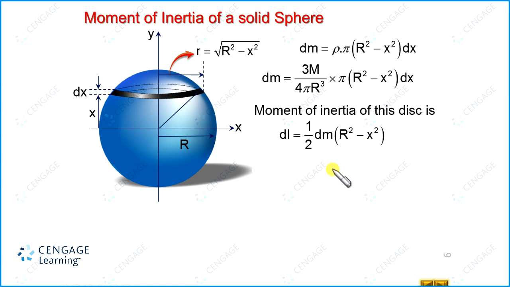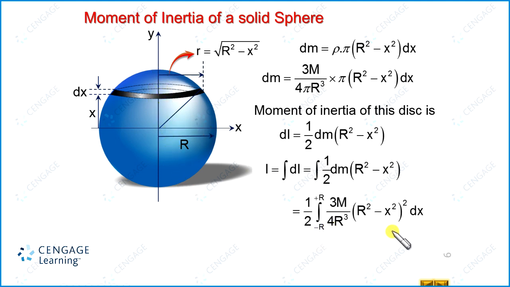Okay, and we know all discs are placed coaxially. That means moment of inertia here is having the additive property. That means we need to integrate for calculating the total moment of inertia. So I equal to integration of dI, this one, right? We know the value of dm, we can substitute the value of dm. So the moment of inertia of this sphere should be equal to this one, right?